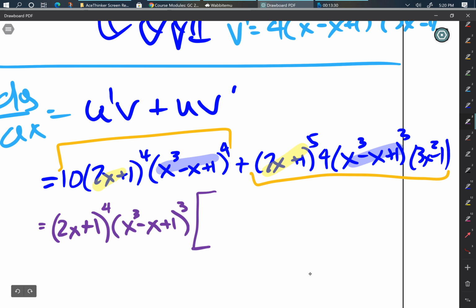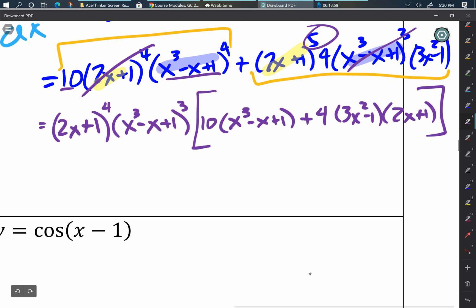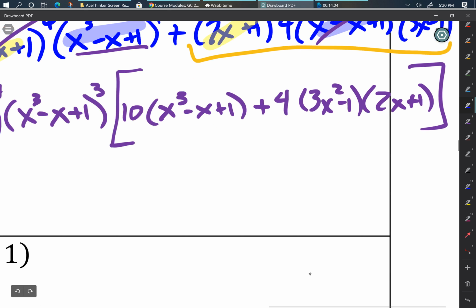Times, in the first term, that's all gone. One of these is left and the 10 is left, so I have 10 times (x cubed minus x plus 1). In the second term, the 4 is still there. The 3x squared minus 1 is still there. All of those are gone, and a 2x plus 1 is still there, because I took 4 of them out, I had 5. Now we need to clean up inside of here. So let's look at what's going on in here.